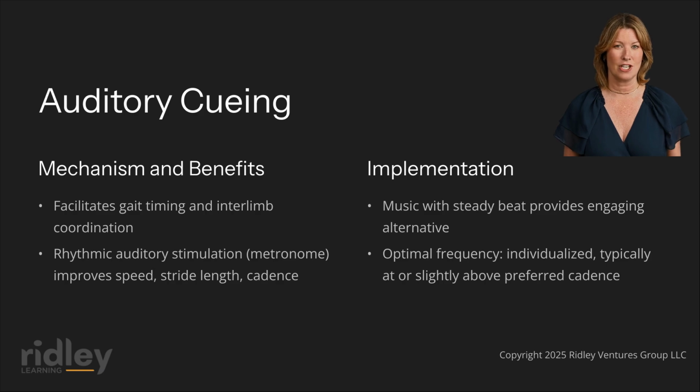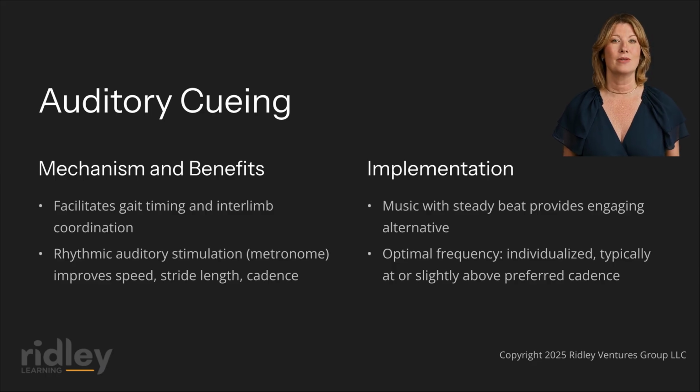Auditory cueing strategies facilitate gait timing and interlimb coordination, making them effective for improving cadence and rhythmicity. Rhythmic auditory stimulation delivered via metronomes represents the most extensively studied auditory cueing approach, with evidence supporting improvements in gait speed, stride length, cadence, and motor symptom severity.